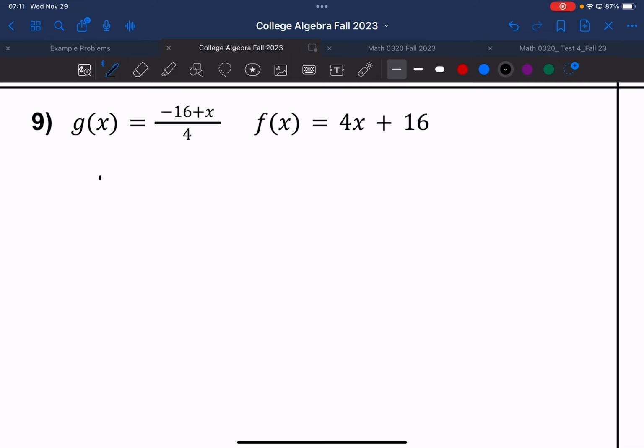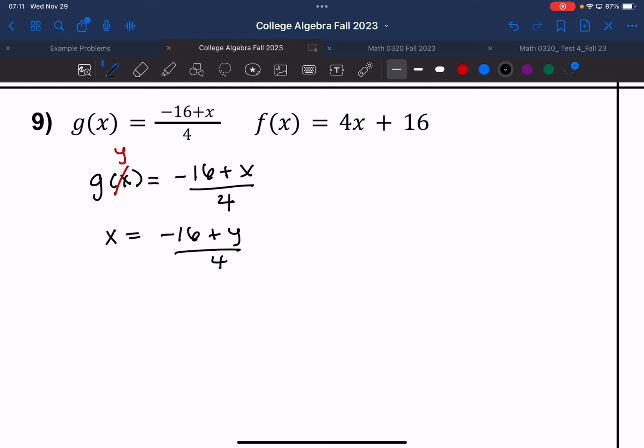Okay, so starting off with our g of x equals negative 16 plus x over 4. Okay. You should have remembered that g of x is the same as y. And we're going to swap our x and y values. So you should have written x is equal to negative 16 plus y over 4. And then try to get y by itself. So what was the first step that you guys did? Multiply by 4. Multiply by 4, and that gets rid of the denominator. So we have 4x is equal to negative 16 plus y.